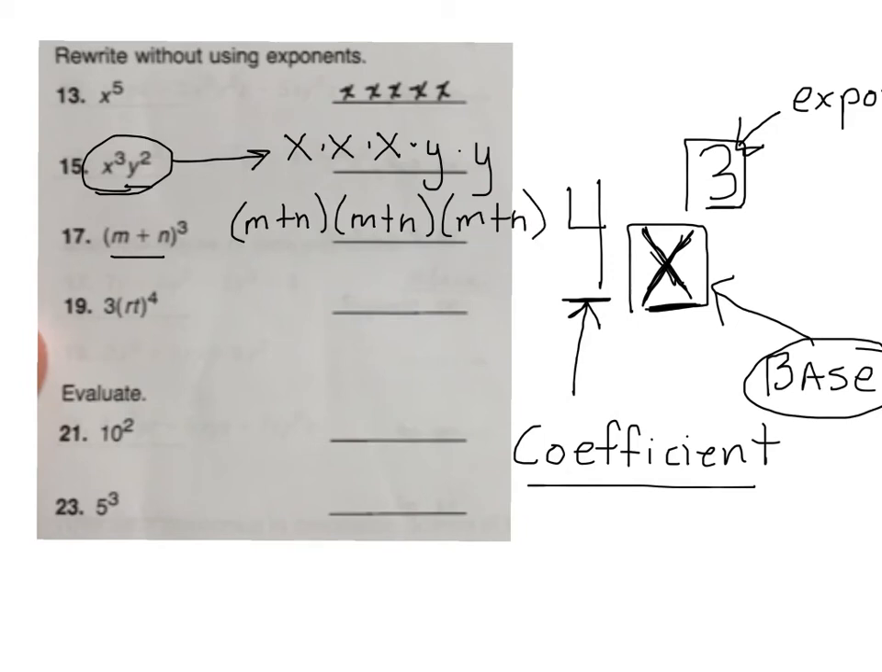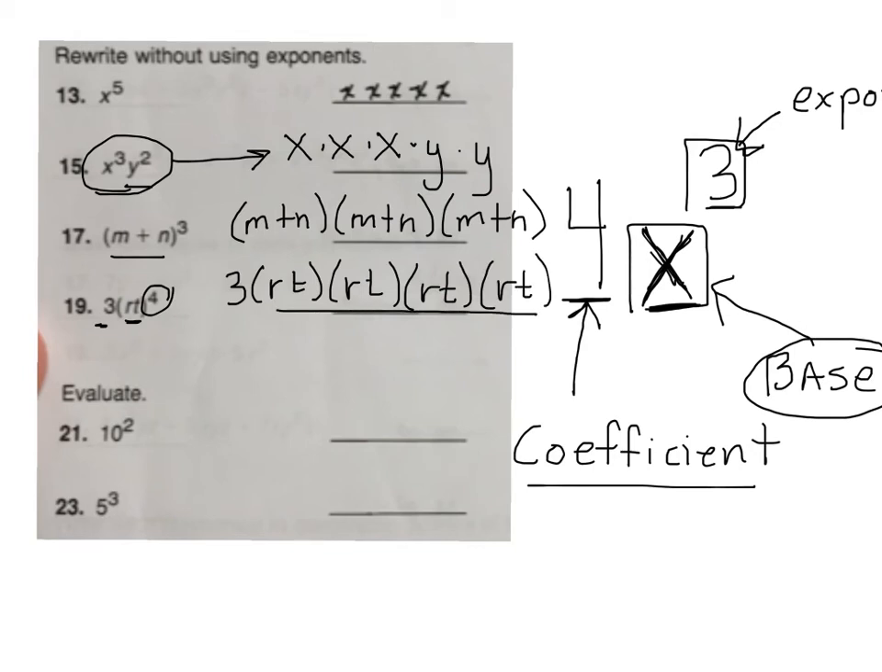Right? Now look at number 19. I've got 3, so I'm just going to write 3. And then I've got rt to the fourth power. So that's rt times rt times rt times rt, right? So I wrote 4 of them because it's raised to the fourth power, didn't I?